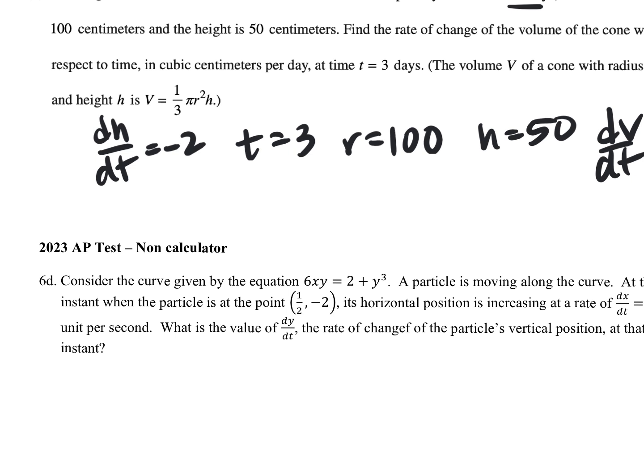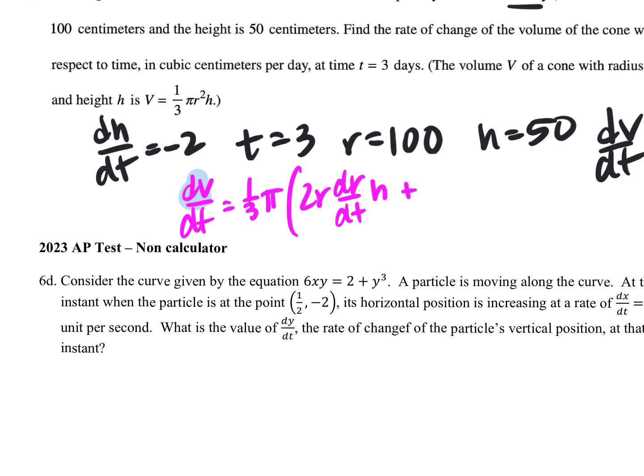What can we do with my 1/3 pi? Leave it out front. So dV/dt is 1/3 pi times the derivative of r squared h. What do we have to do? Product rule. What's the derivative of r squared with respect to time? 2r dr/dt times h, plus dh/dt times r squared.